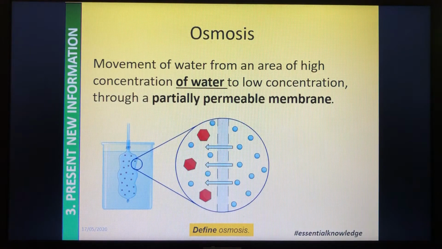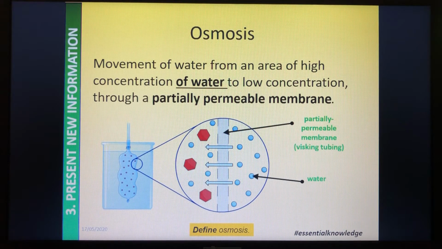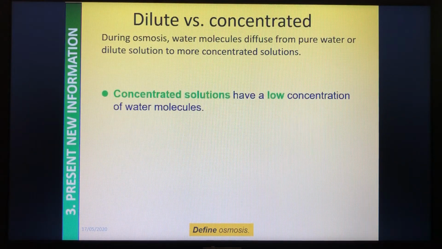Another way of looking at this, I'll show you in a sec. Here we've got our water molecules, and we can see we've got high concentration of water on the right, going through that partially permeable membrane, Visking tubing, we've looked at that. And you can see that movement of water across. So that's really important. If you do that definition of osmosis, you must say high concentration of water to low concentration of water through a partially permeable membrane.